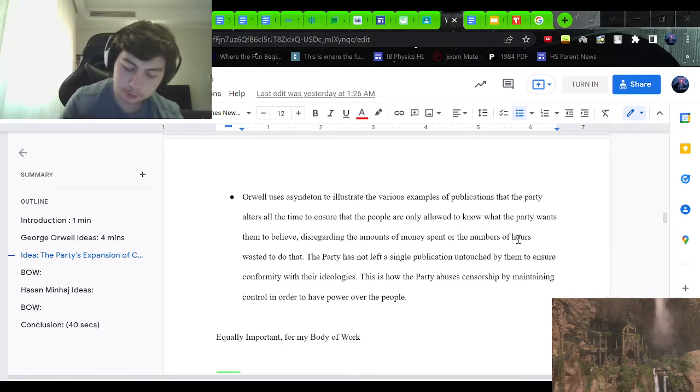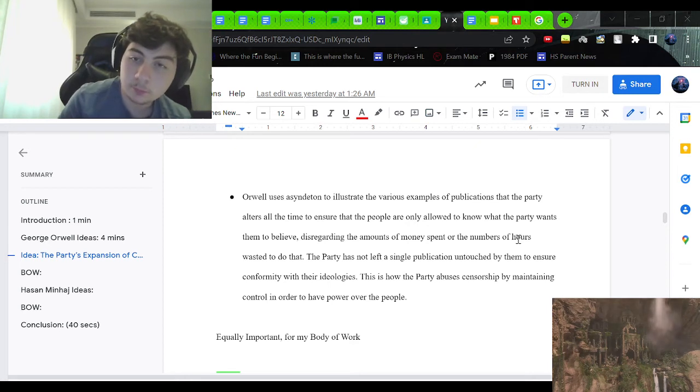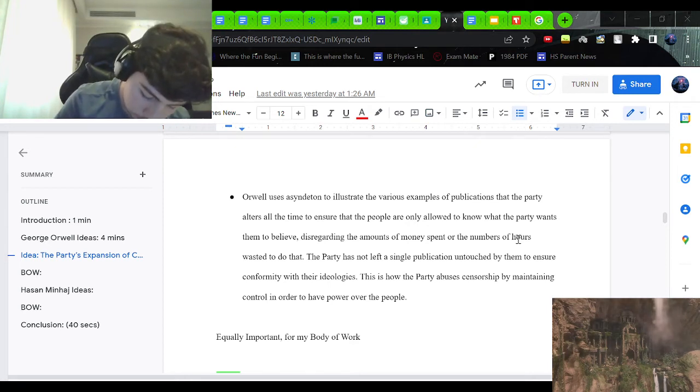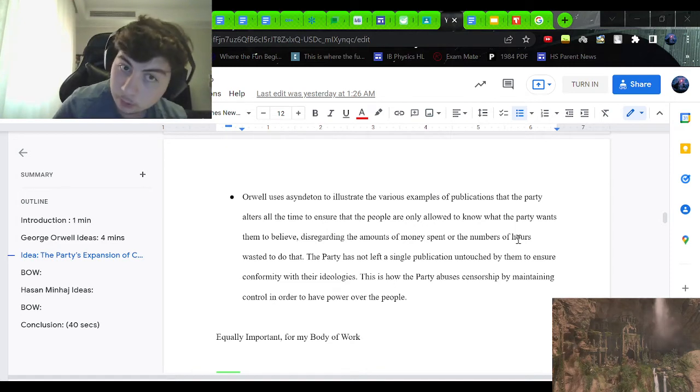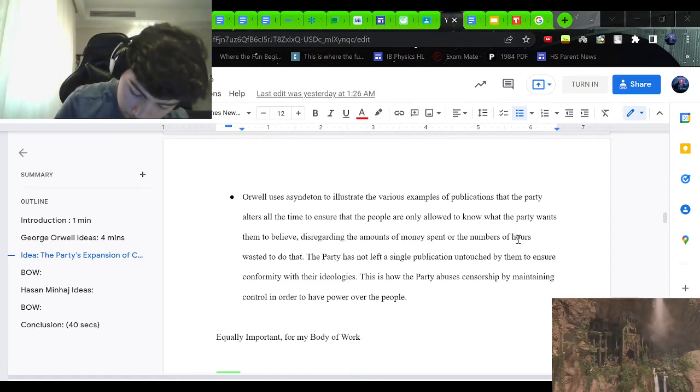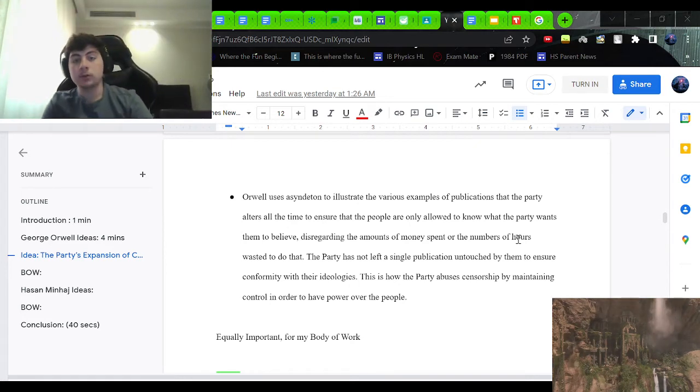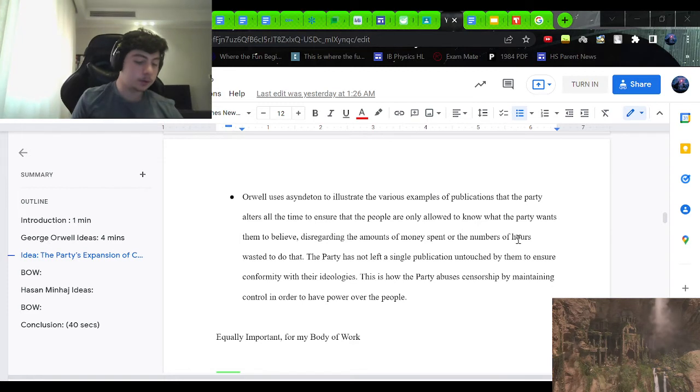Allowed to know what the party wants to know. But the party wants them to believe, comma, disregarding the amount of money spent.